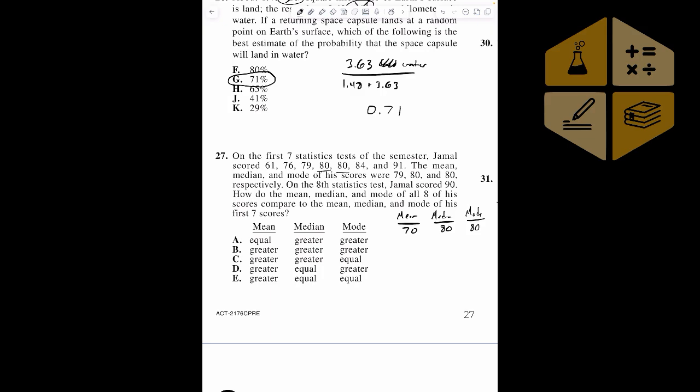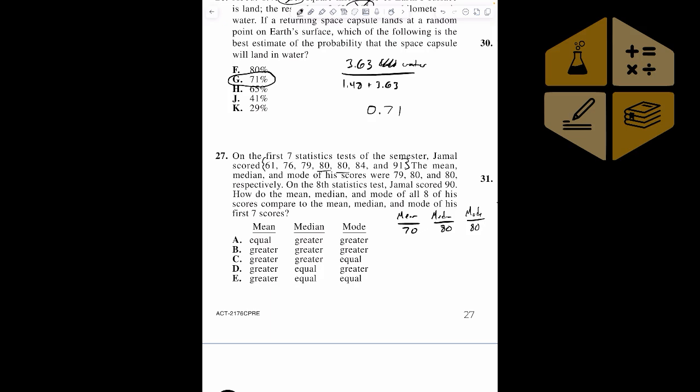And another thing I noticed is that they kind of do us a favor because they give us these numbers in order from smallest to biggest, okay? 61 up to 91, and you have to put numbers in order to find things like the median of a set of numbers. Okay, so that's good, but then we get this 8th test that gets put in there. It's a score of 90. And so then the question says, how do the mean, median, and mode of his 8 scores compare to the mean, median, mode of his first 7 scores?